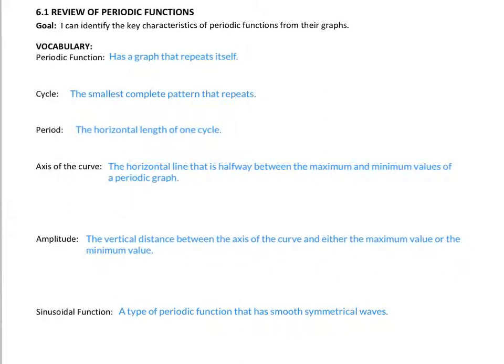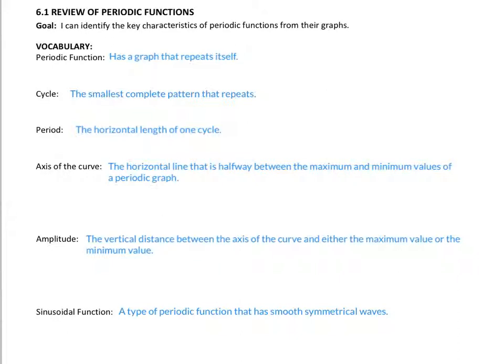A cycle is that smallest complete pattern that does repeat. It's the part that you would have to do a full copy on. You could slide over left or right, and then paste, and continue to do that left or right and paste, and you'll just have it repeating over and over again. The period for your periodic function is the horizontal length of one cycle. So it's the distance it takes horizontally to complete one full repeating pattern.